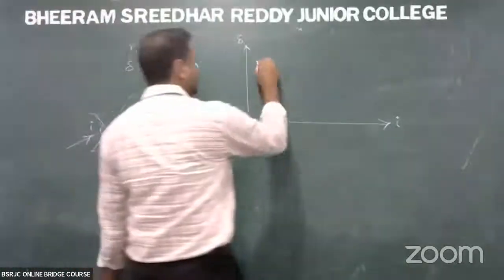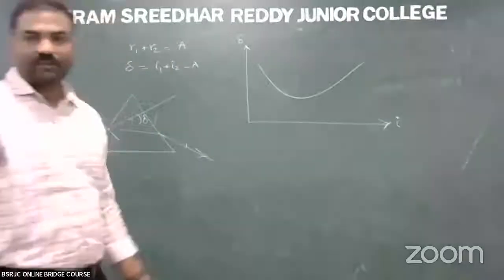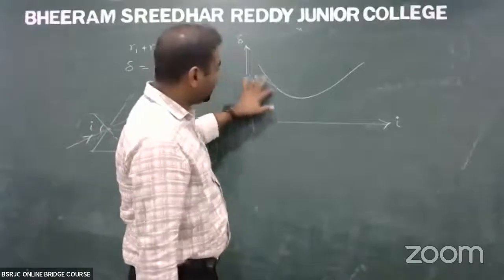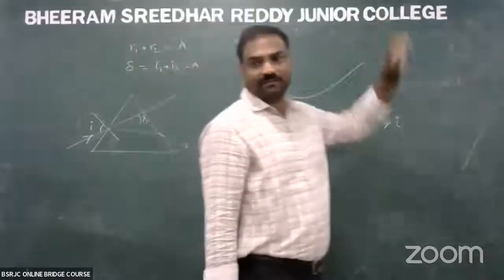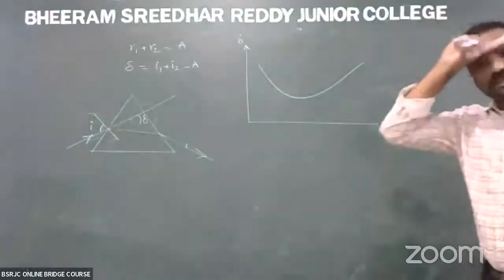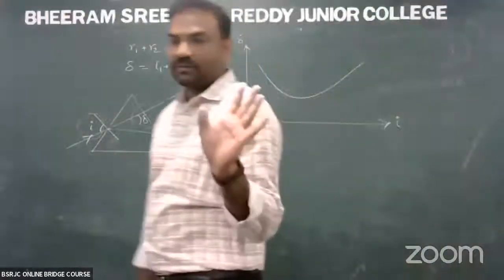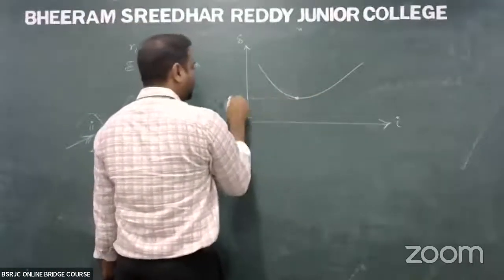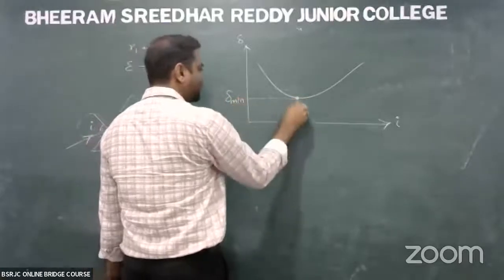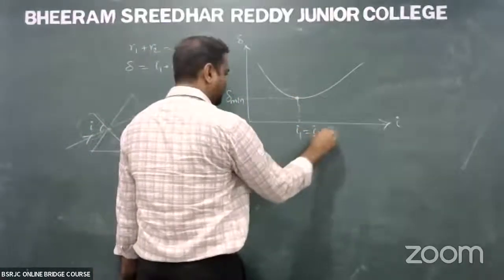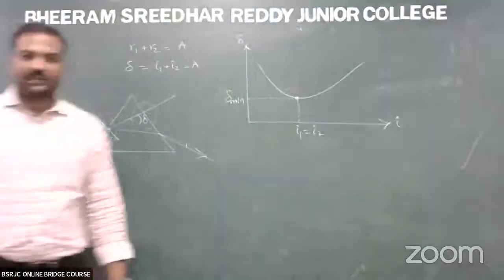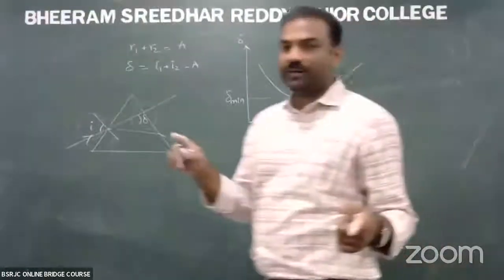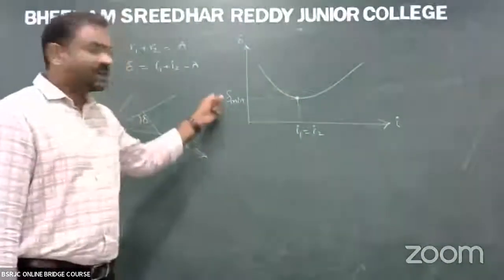If you draw the diagram, it will be something like this. I drew a rough diagram. As angle of incidence is increasing, deviation decreases and then increases again. This is called the graph between deviation and angle of incidence. So you will find the minimum deviation. This is called minimum deviation, least deviation, when I1 is equal to I2. Whenever I1 is equal to I2, meaning angle of incidence and angle of emergence are both the same, then you will find the deviation minimum.